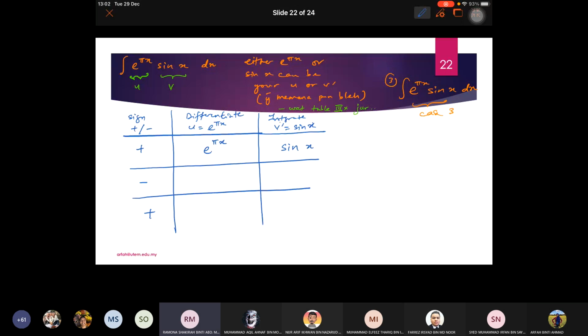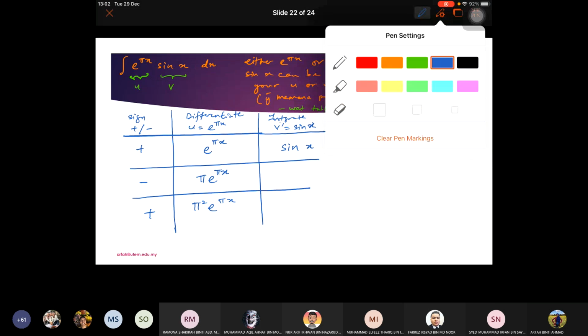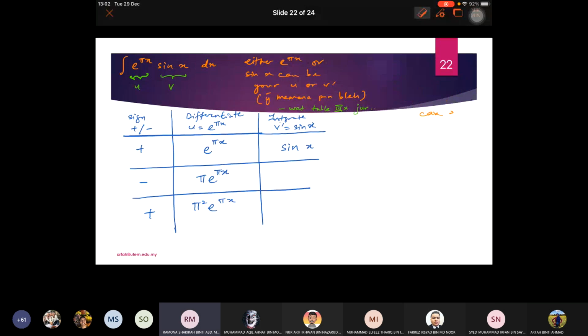Exponential pi x. Pi x. Wrong. Pi is a constant, exponential pi x. Okay, correct. Pi exponential pi x. Because pi is a constant, you have to differentiate the power of the exponential first. So, differentiate pi exponential pi x, what do you get? Pi squared exponential pi x. Okay, correct. Pi squared exponential pi x. Okay. Integrate sin x. What will you have? Negative cos x. Negative cos x.